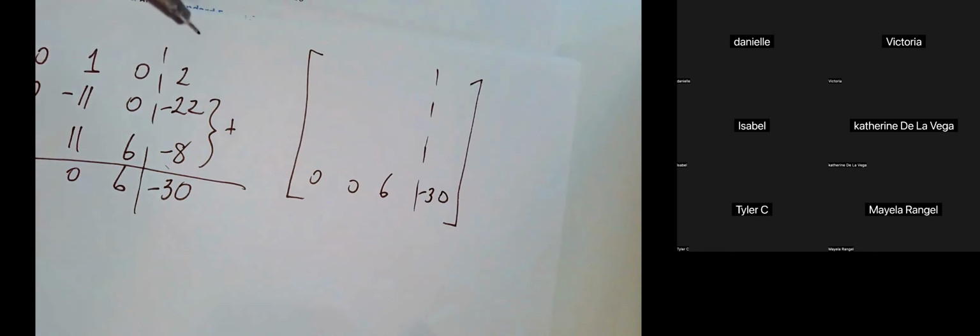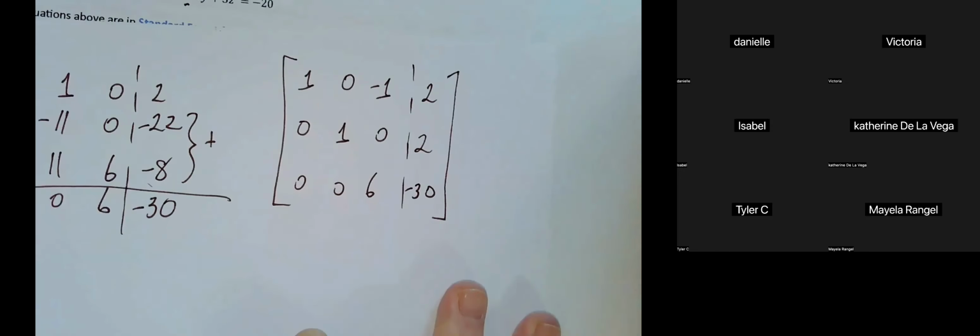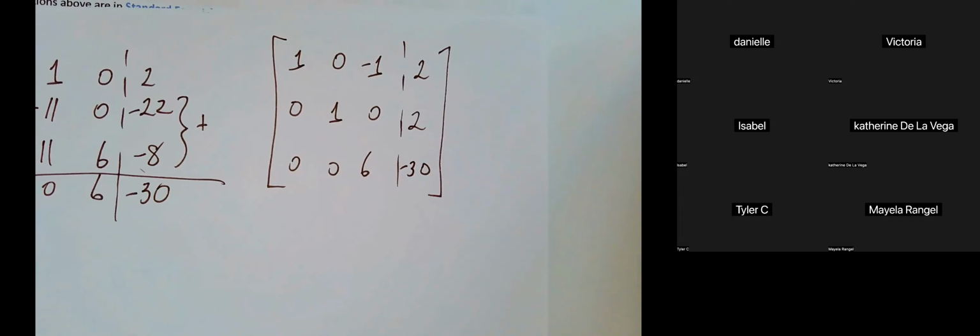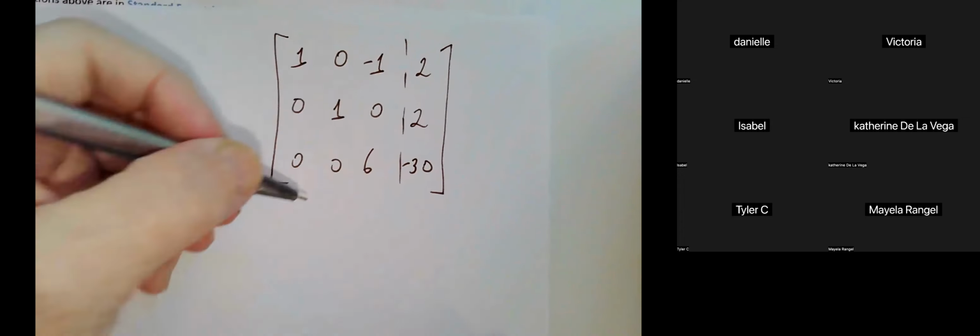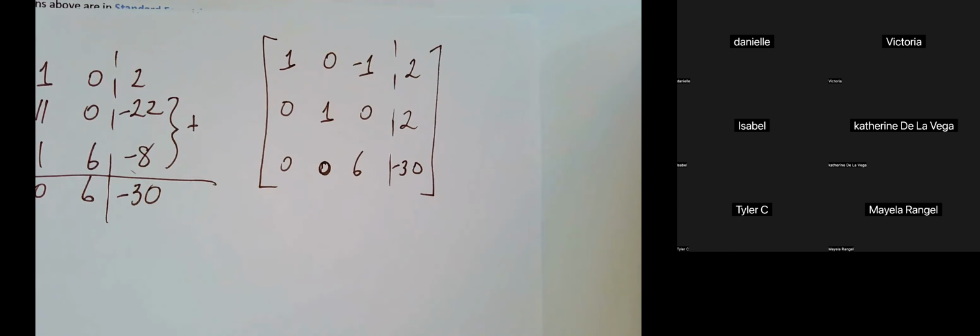And our new matrix, let's see, we have 0, 0, 6, -30, 0, 1, 0, 2, and 1, 0, -1, 2. Have we finished the second column? Yes. So what's the next thing? Very good. What's the next thing we want to do?